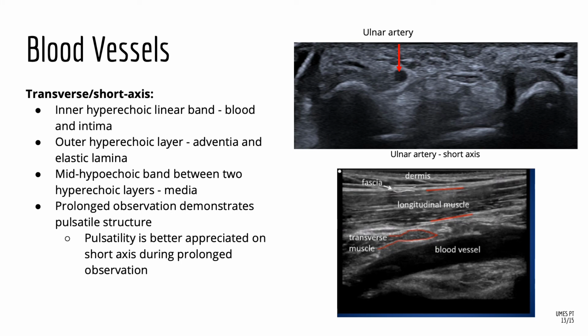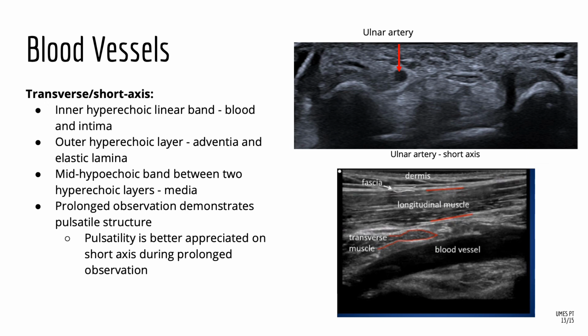So the last one we're going to talk about is blood vessels. In the transverse or short axis, there's an inner hyperechoic bright linear band, which is the blood and the intima. The outer hyperechoic layer is the adventitia and the elastic lamina, and then the mid-hypoechoic band between the two hyperechoic layers is the media.